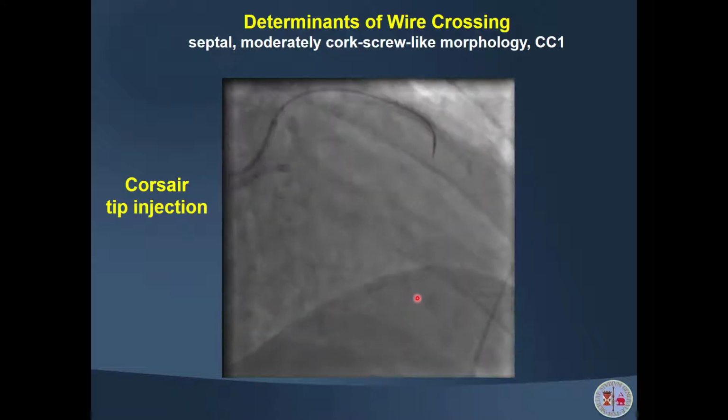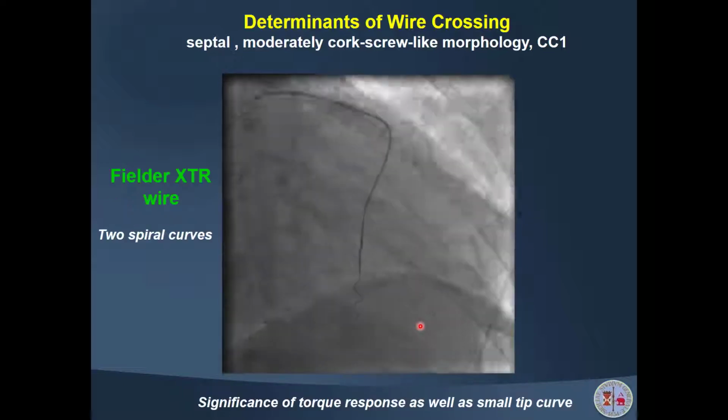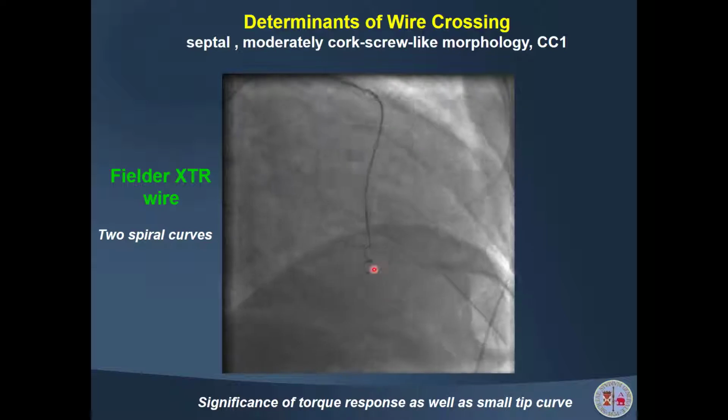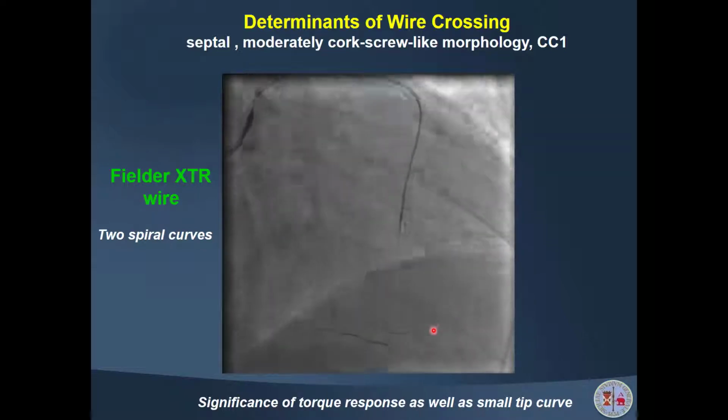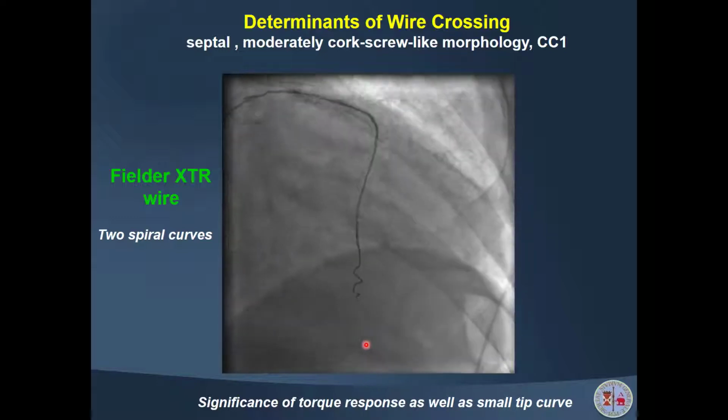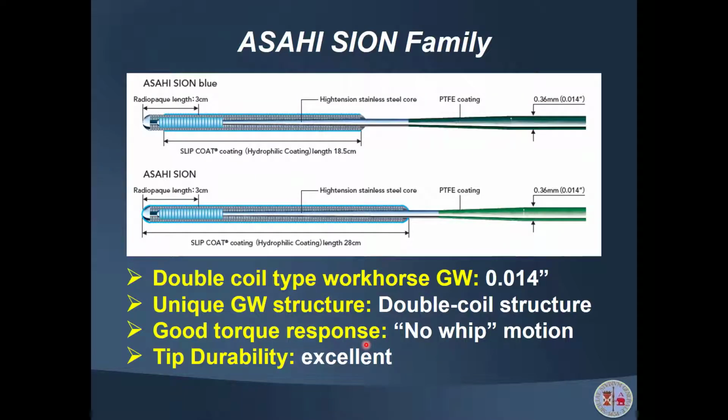But of course, we also have to remember the more recent Sion family, which is again no whip motion, same technology, especially for epicardial collaterals, and also for branches that are more tortuous. This is an example of a very tortuous epicardial branch collateral.